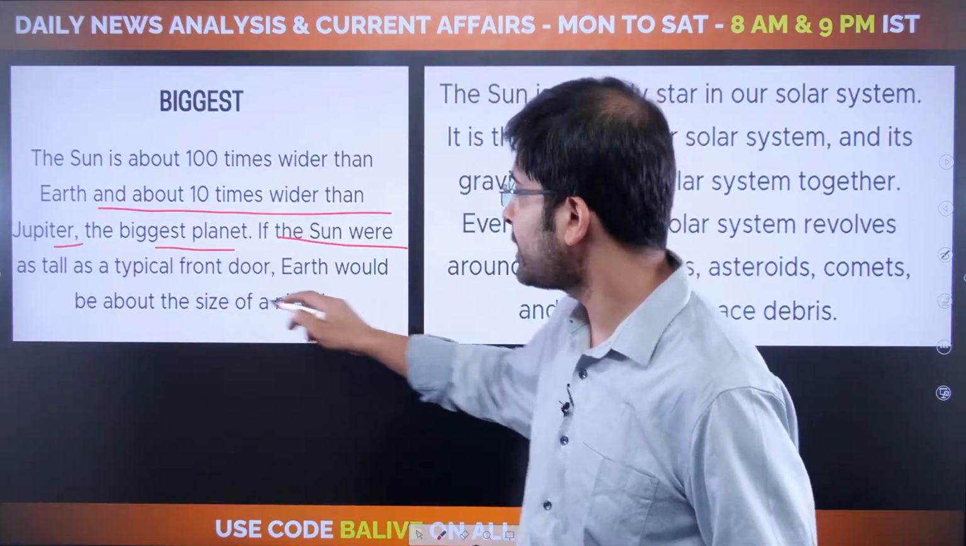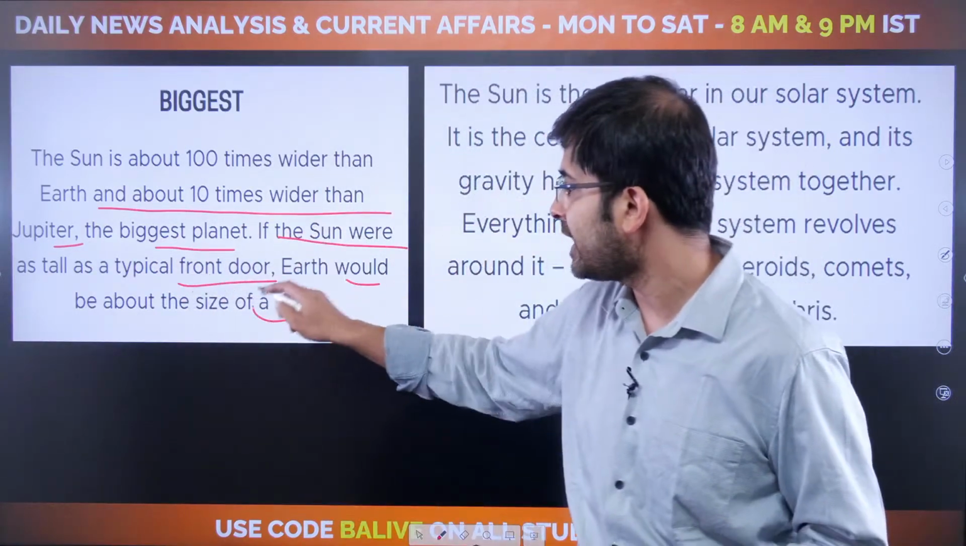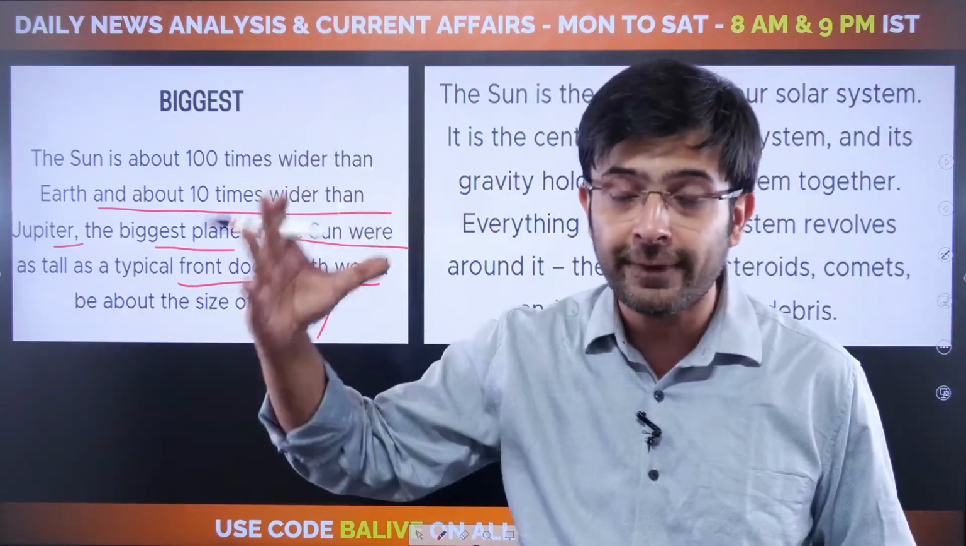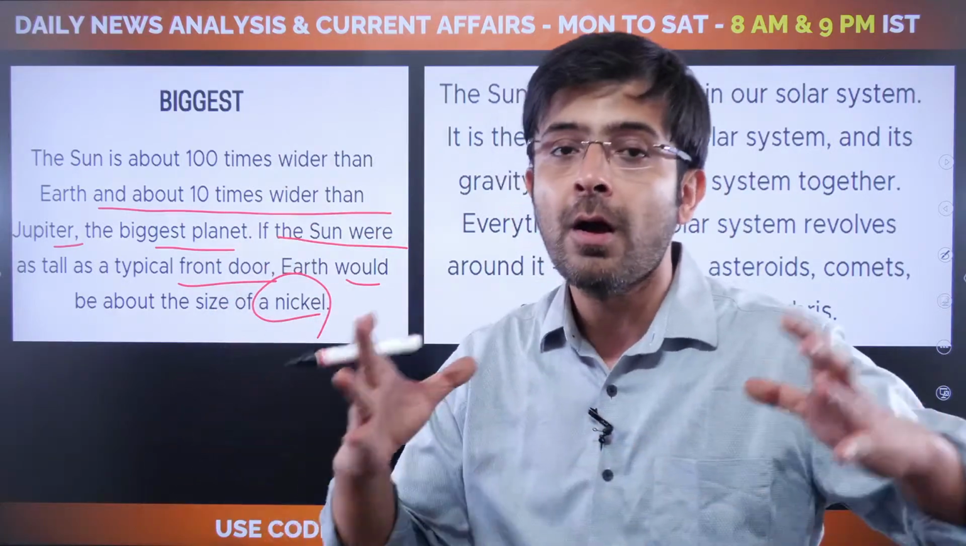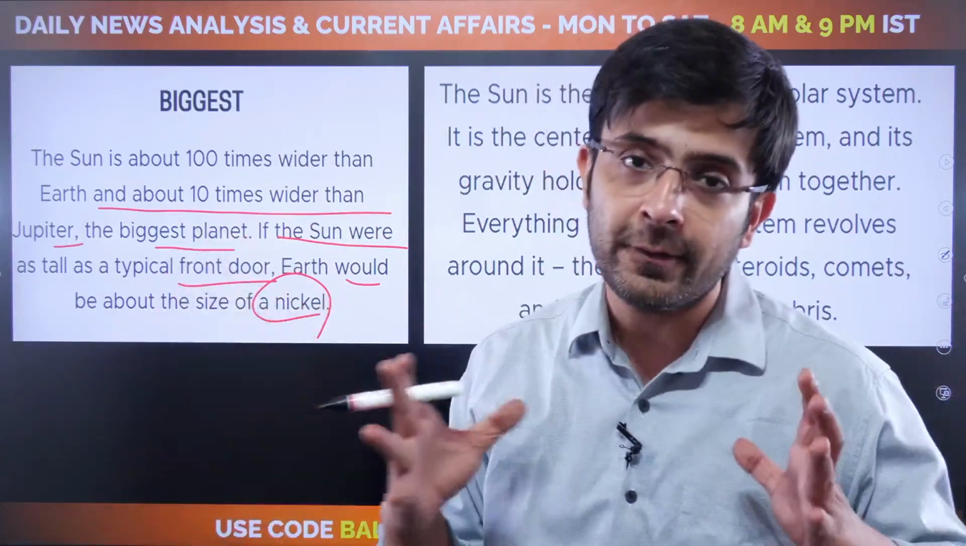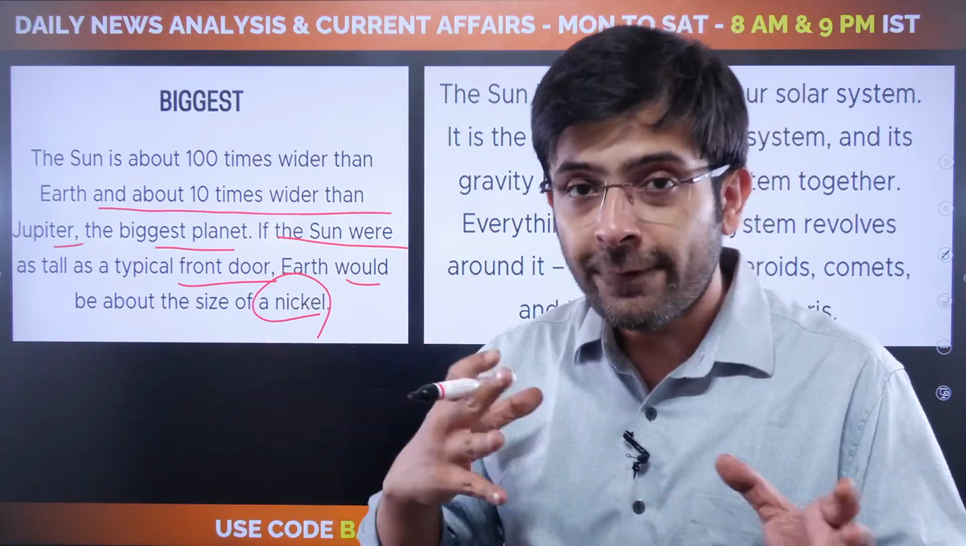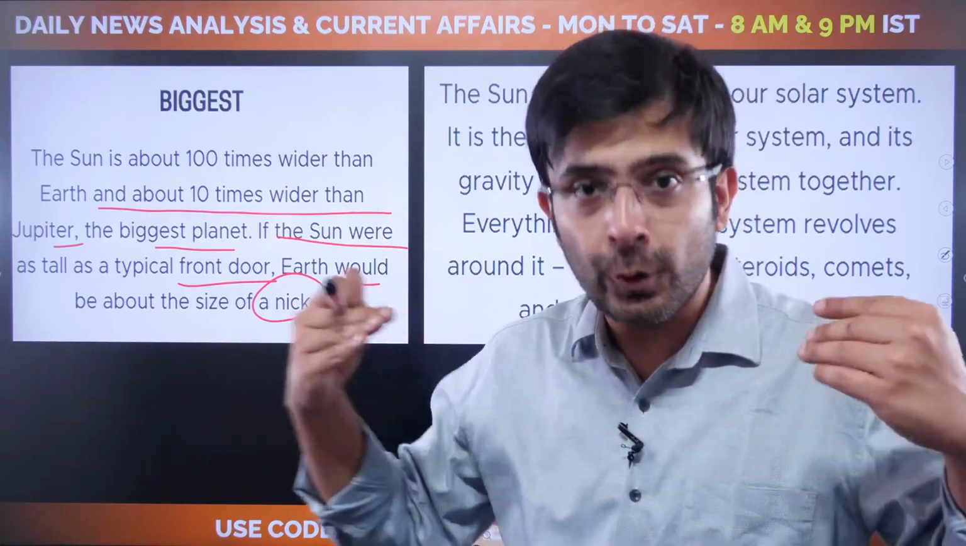If the sun were as tall as a typical front door, Earth would be about the size of a nickel, essentially a coin size. Such is the difference, which is why the gravitational pull of the sun is far higher than that of the Earth. Which is why, when you look at the Lagrange points to find that sweet spot, you can't go too deep.